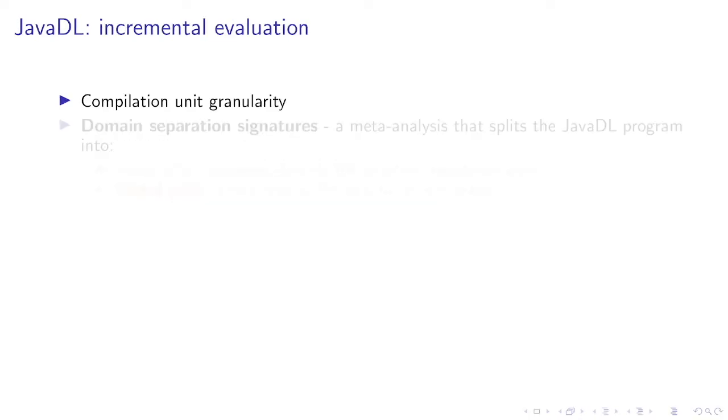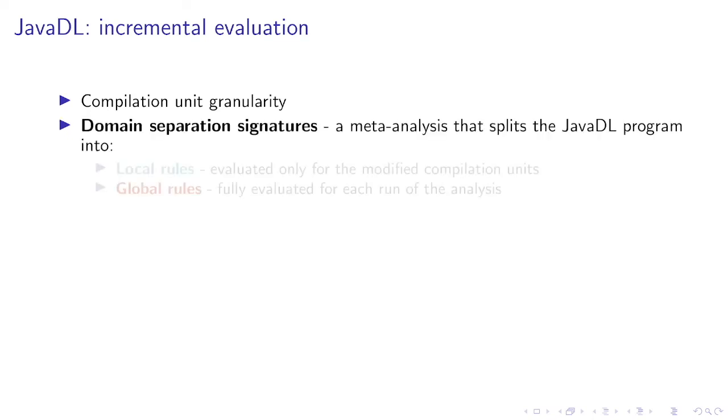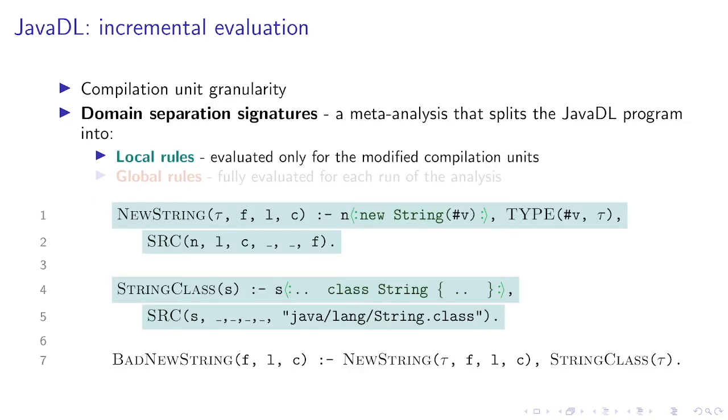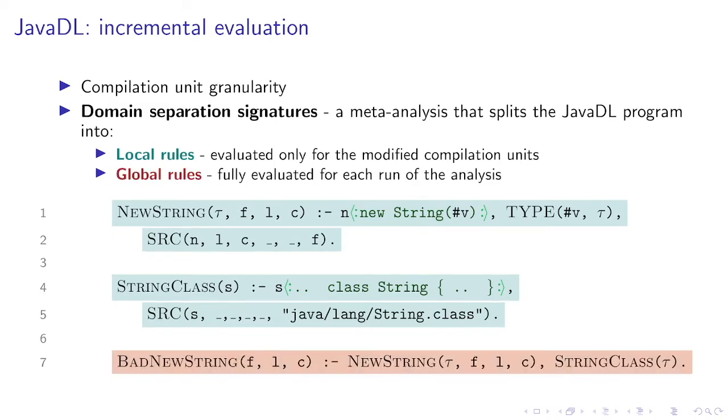To showcase the benefits of a clear box static checker, we implemented incremental evaluation with compilation unit granularity. That means that when a file changes, only the results derived from that file are recomputed. To this end, we implemented the meta-analysis, called domain separation signatures, that automatically splits the JavaDL program into local rules, as the ones defining the new string and string class predicates in our previous example, and global rules, such as the one defining bad new string.